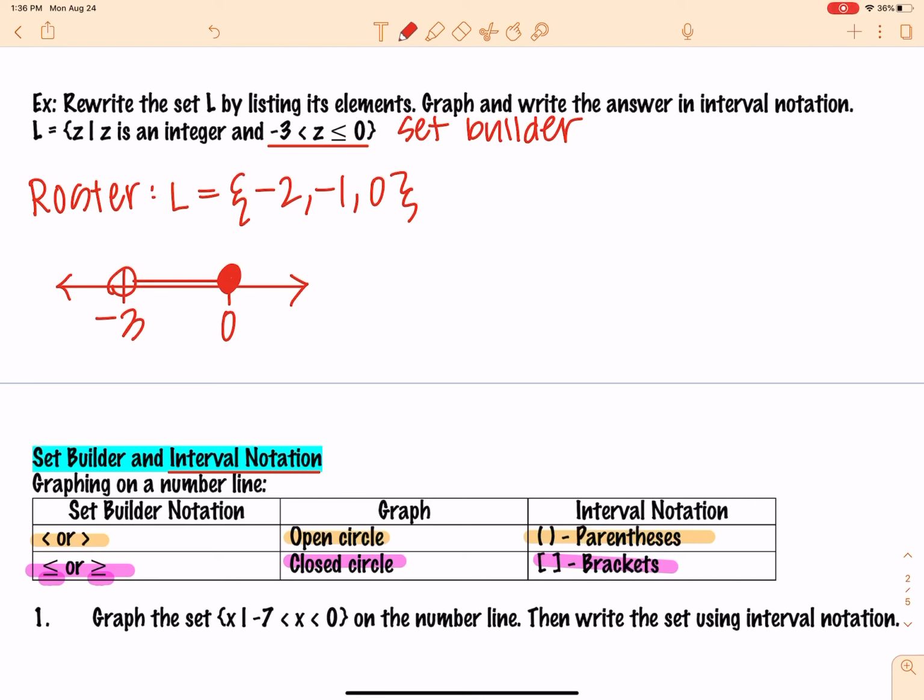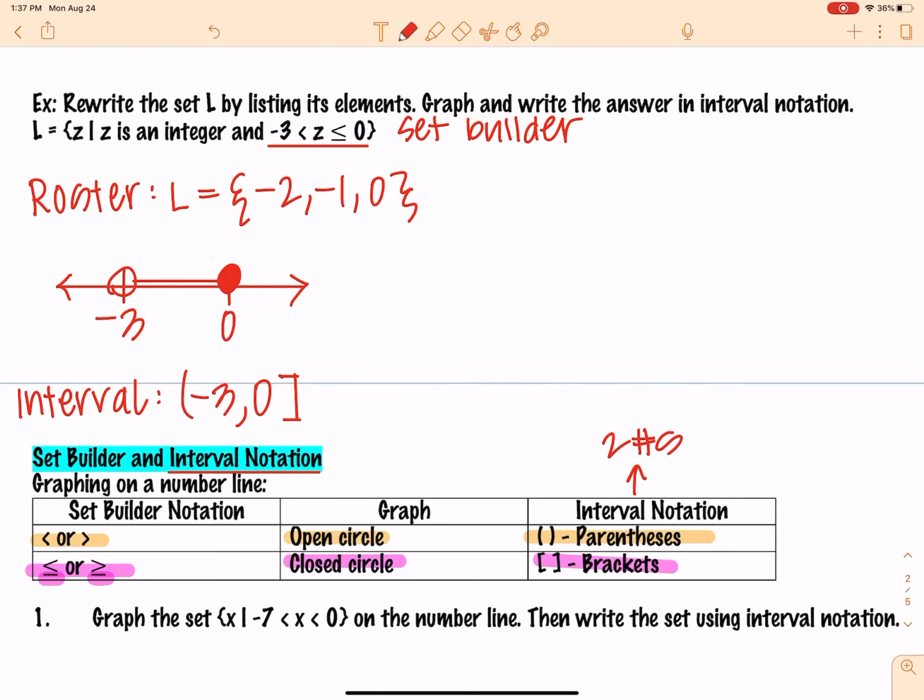So that's your graph. And how you do your interval notation is always from your graph. The -3 has an open circle, so that equates to a parentheses. And then you do comma, and then the 0 has a closed circle, so you do a bracket. So your interval notation always has only two numbers. It has the number on the left-hand side and the number on the right-hand side, and that's it.